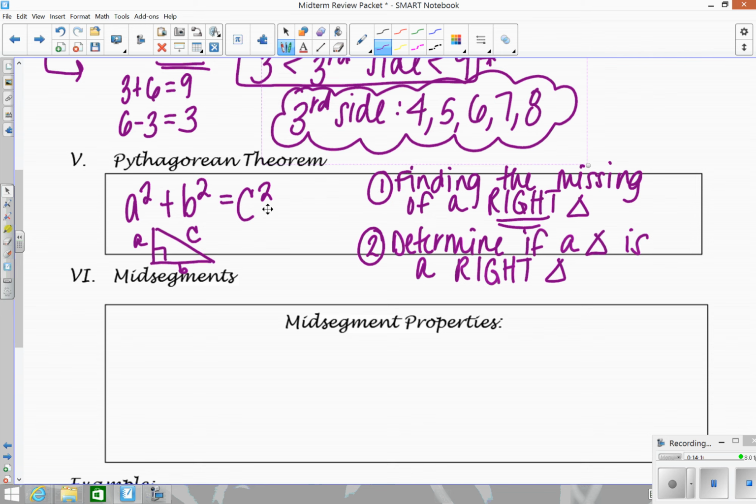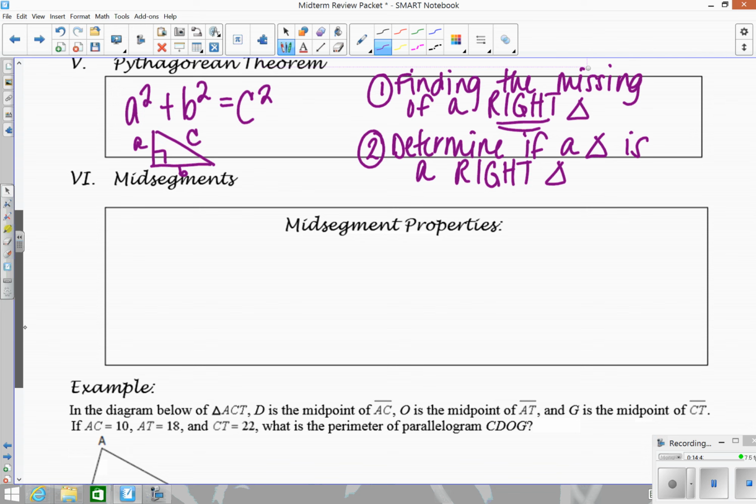If it works, that means you have a right triangle. If it doesn't work, that means you don't have a right triangle. So this is a great way to do a coordinate proof for proving that you have a right triangle, because if you find the length of all three sides of a triangle on a graph, then you just plug them into the Pythagorean theorem. If it works, then you have a right triangle. If it doesn't work, you don't have a right triangle. But most commonly, it's used to find one of the missing sides given the other two.